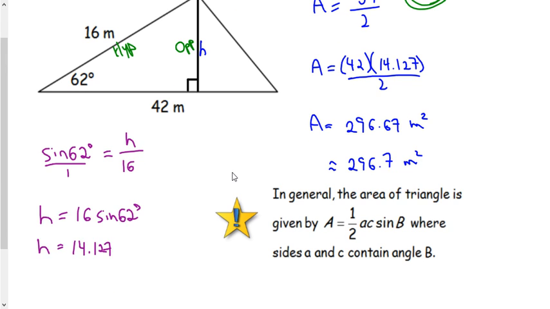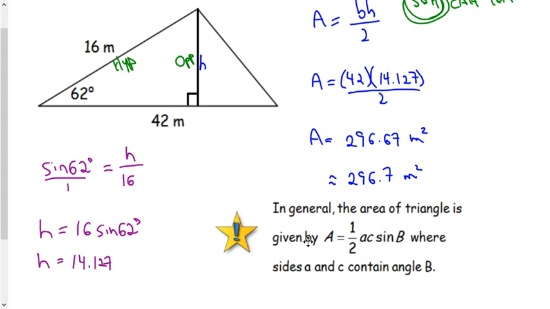So have a look. Here it is. This is our shortcut. In general, the area of a triangle is given by area equals 1/2 times AC sine B, where sides A and C contain the angle B. So in this case, side A is 16. Side C is 42. And we do the sine of 62, which is in between. And then multiply it by half or divide by 2. So this is a little formula that will do that for us.